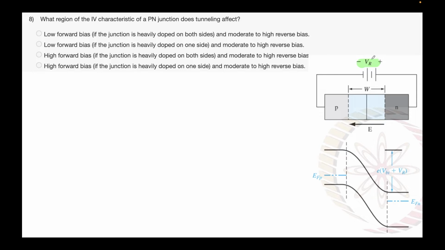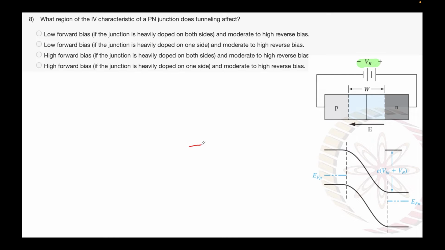VR will be a positive quantity in this case, and thus you can see the total banding will be VBI plus VR. Now, one thing to notice is that you can again start to observe that there is an overlap between the bands, right? There can be an overlap between the bands in this case also. However, this overlap will not happen when there is no bias, or when there is low reverse bias, because let's draw the diagrams in that case.